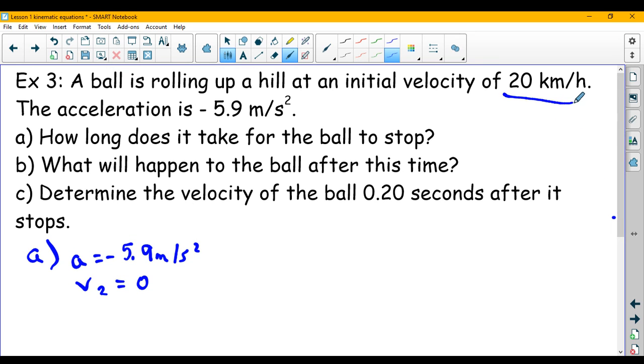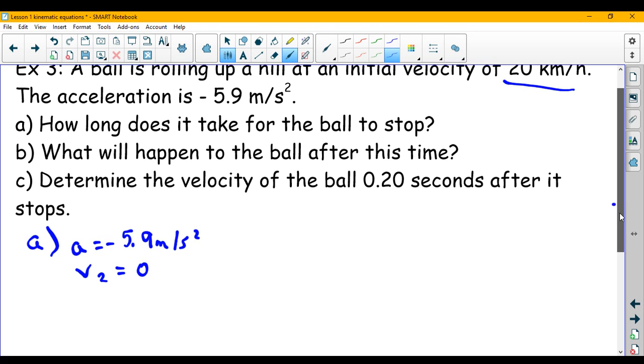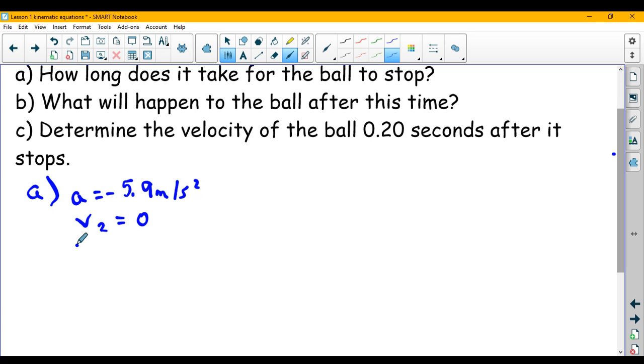They tell me this initial velocity of 20 kilometers per hour, which is a great number, only it has a small problem. You will notice it does not match its friends. It's in kilometers per hour and the others are meters per second. Now, here's the thing. I never change this acceleration because acceleration is meters per second squared. That means it's per second, and that's a hard thing to change.